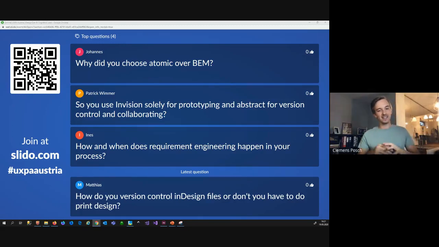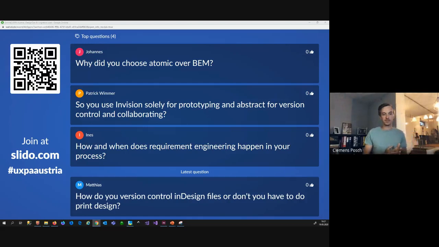But all of the collaboration that happens within the design team, like if we host some review sessions, this is what we're doing in Abstract. And InVision is more the external tool where we share finished click dummies, finished presentations or screens with the client.